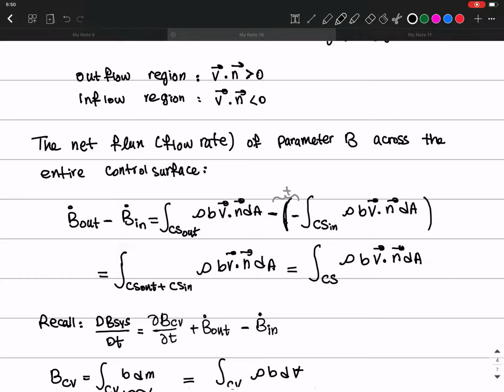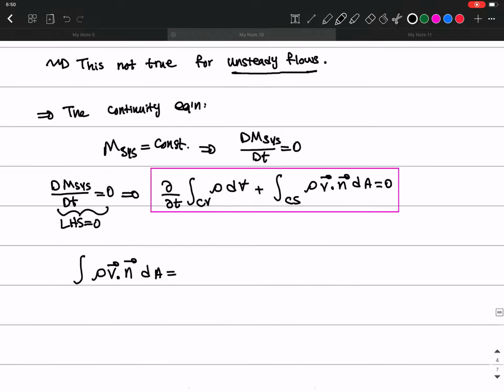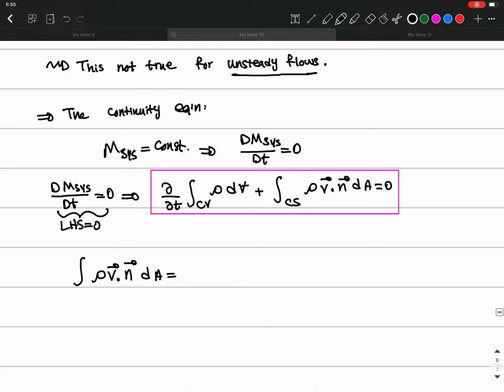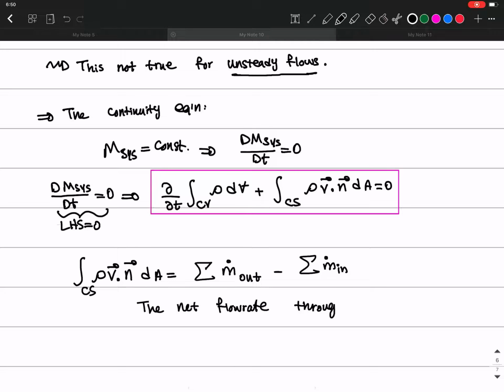Okay, so I just want to write that down again. Instead of this, I'm just going to write this is equal to, because this is over the control surfaces. So this equals the whole mass flow rate that goes out of the domain minus the sum of the mass flow rate that comes into the domain. So this again means the net flow rate through the control surface.